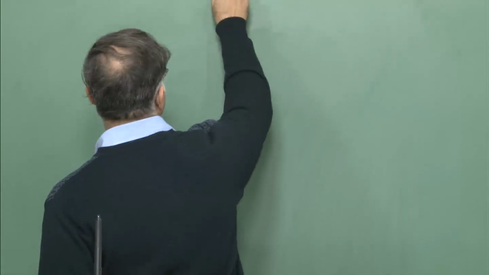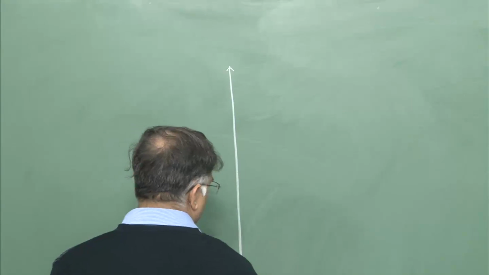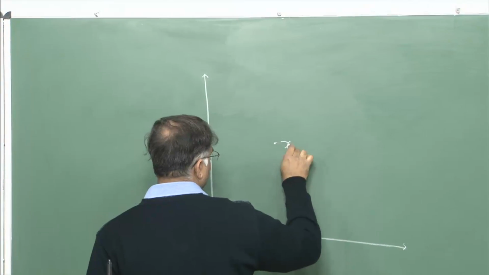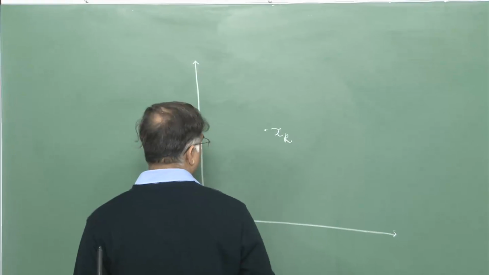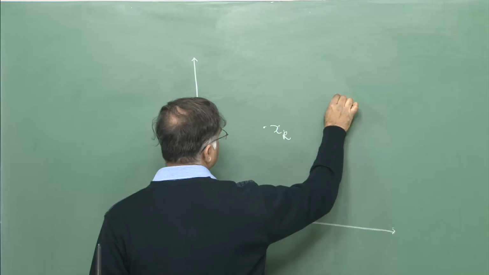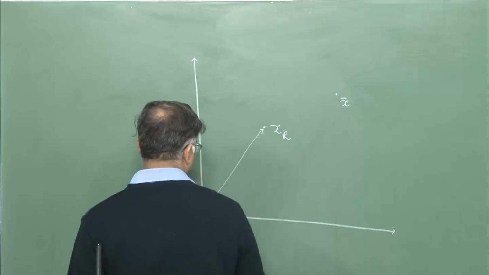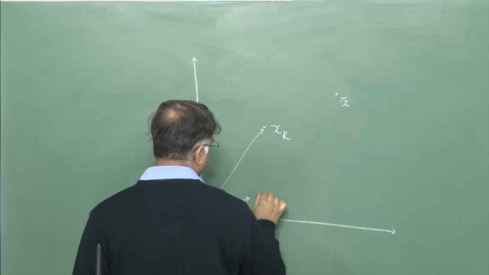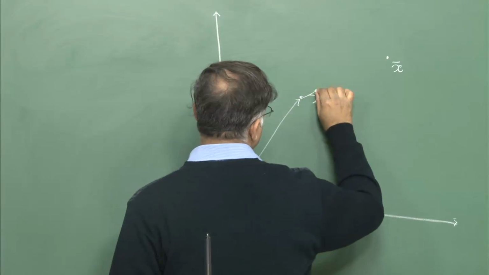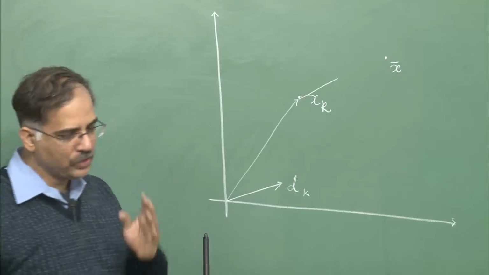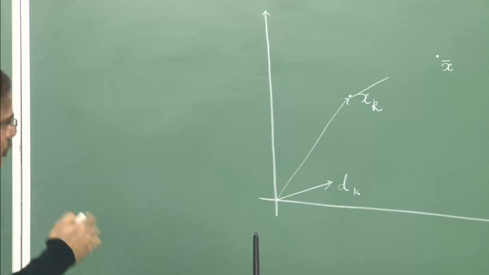So maybe I will use the chalk for a while and see what happens. Here you have the xk and your actual optimum is here, your x bar. Now here you have a descent direction. You are moving in the direction dk, and if you move then your function value decreases, but you cannot move for a long while, because you know that there is a threshold alpha naught beyond which all this is possible.